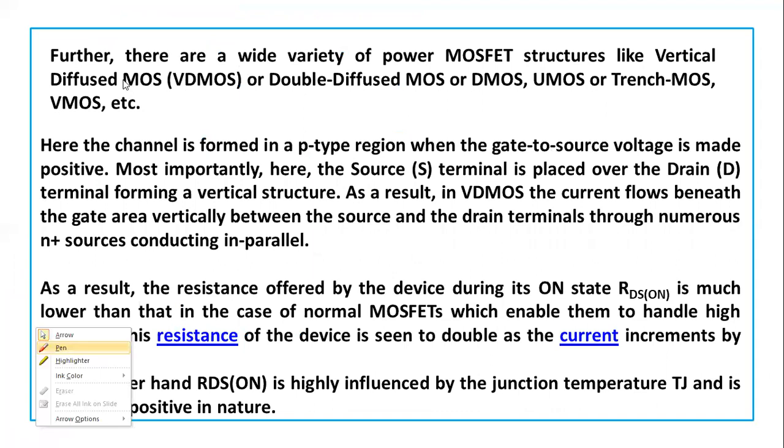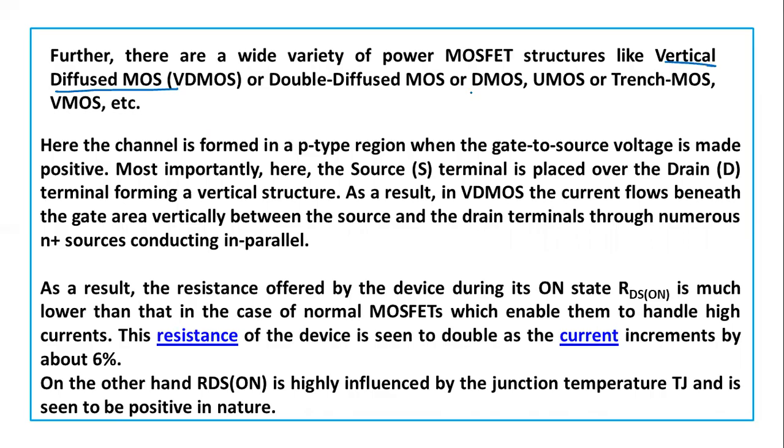Further, there is a wide variety of power MOSFETs, like the vertical ones: VDMOS, meaning vertically diffused MOS or double diffused MOS, DMOS, UMOS. These are types of metal oxide semiconductors. Here the channel is formed in a P-type region. When the gate to source voltage is made positive, that will be a P-channel enhancement MOSFET. Most importantly, here the source terminal is placed over the drain terminal, forcing a vertical structure. That is why we call it vertically diffused. The structure you have seen, right?